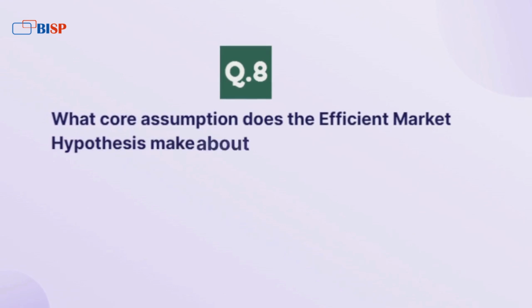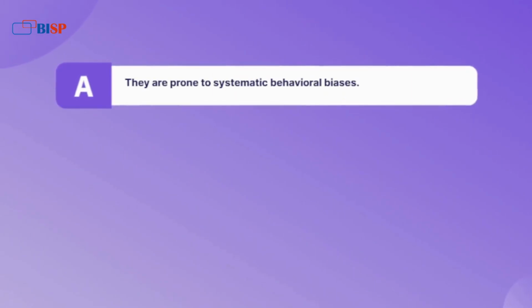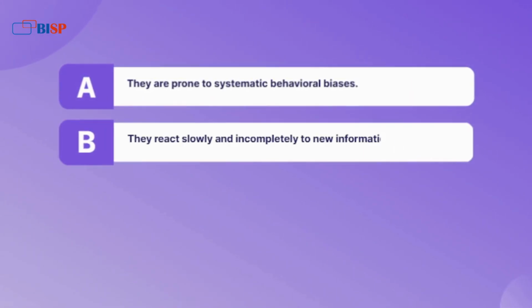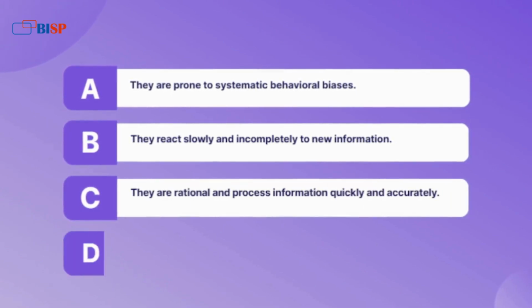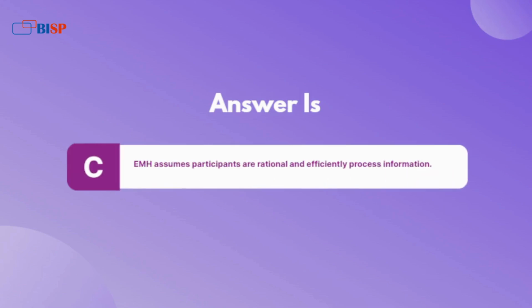What core assumption does the efficient market hypothesis make about market participants? A. They are prone to systematic behavioral biases. B. They react slowly and incompletely to new information. C. They are rational and process information quickly and accurately. D. None of the above. Answer is C. EMH assumes participants are rational and efficiently process information.